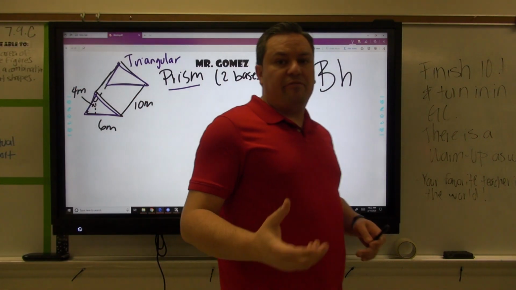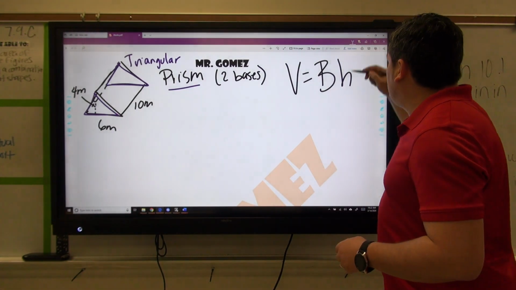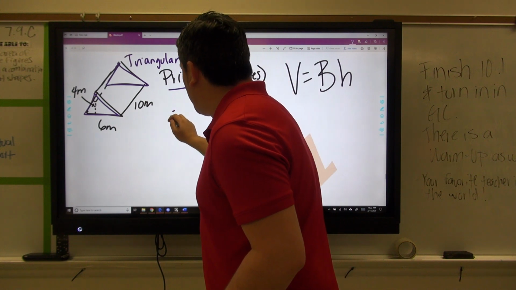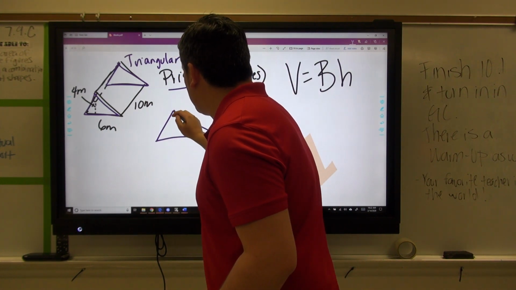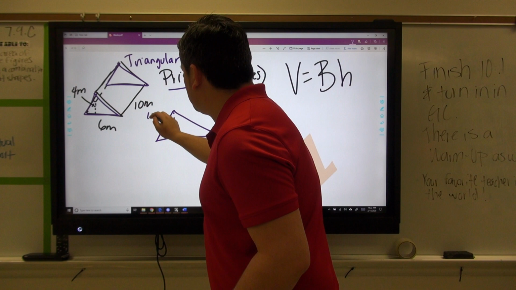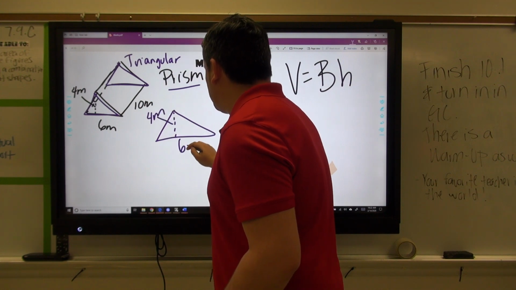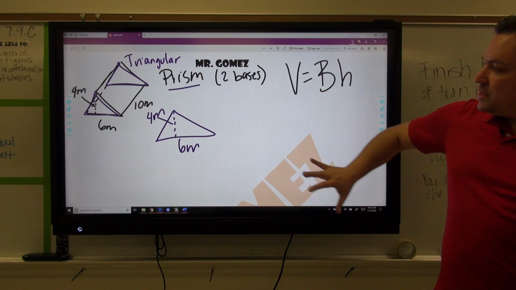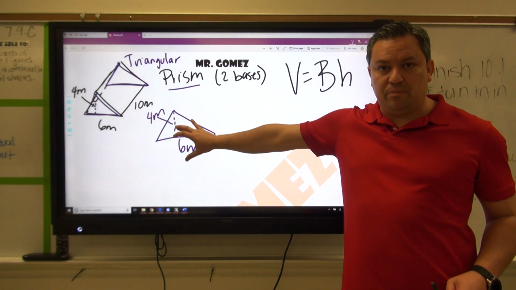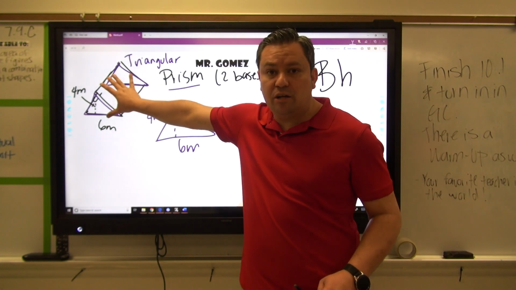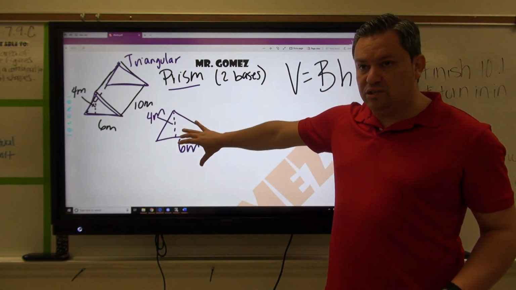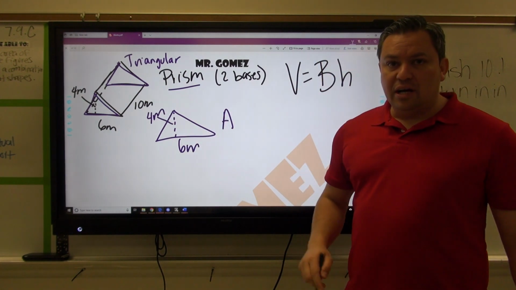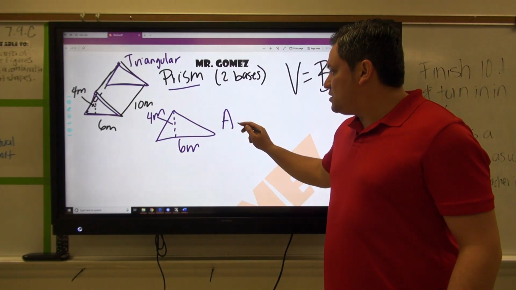Now that I have that and I've identified my base, I'm going to draw the base on the side, and since I had it purple, I'm going to do the same thing. So I'm going to draw a triangle and label it. This is 4 meters and this is 6 meters. Now what I want to do is only focus on this two-dimensional shape, only on the base. I don't care about the volume right now. I only need to find the area of this shape. What shape is that?